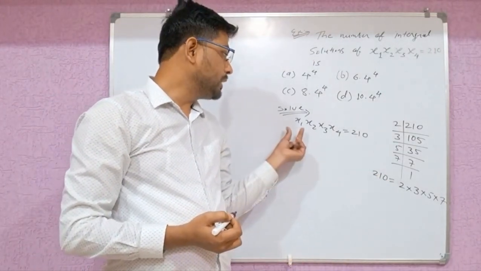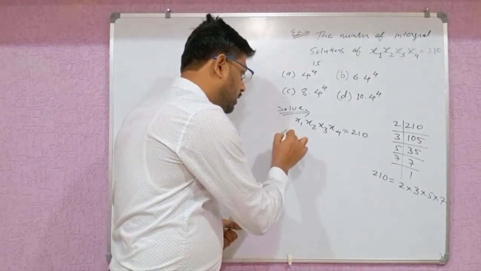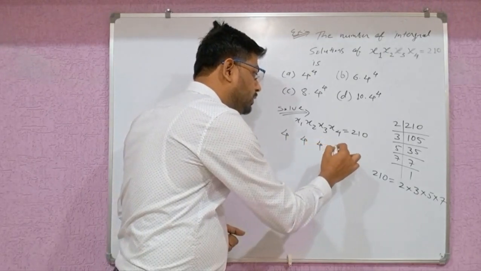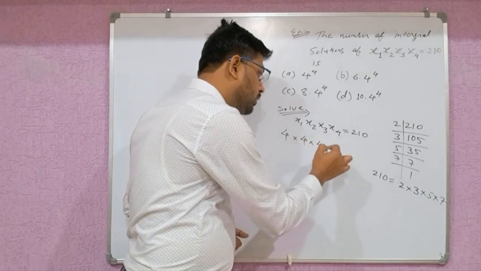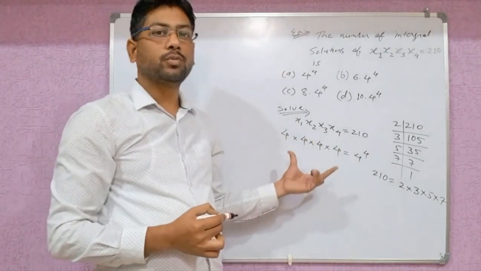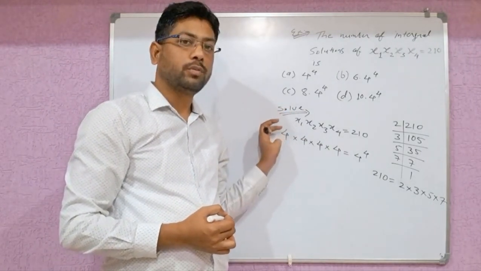Now this x1 can take 4 values, 2 or 3 or 5 or 7. In the same way, x2 also can take 4 values, x3 also can take 4 values, and x4 also can take 4 values. So 4 into 4 into 4 into 4 will be 4 raised to power 4. This will be the solution for this equation. This is one method to find the positive solutions.